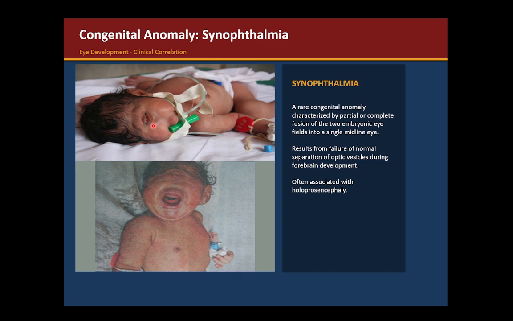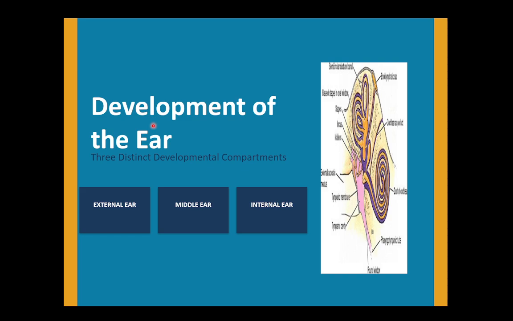Doctor, is this compatible with life? Usually not, because holoprosencephaly also happens. So you don't have two lobes of the brain, you have one lobe of the brain. Those are the midline type of abnormalities which happen. It's a very rare abnormality, and it's a very deadly type of abnormality which can happen.